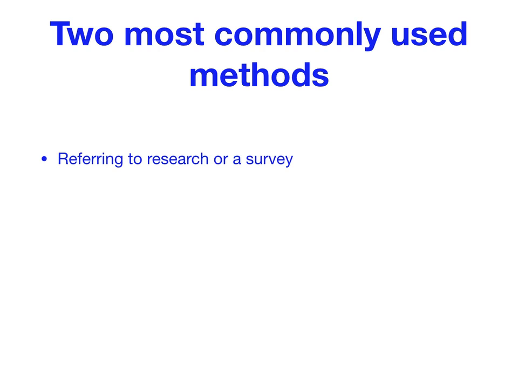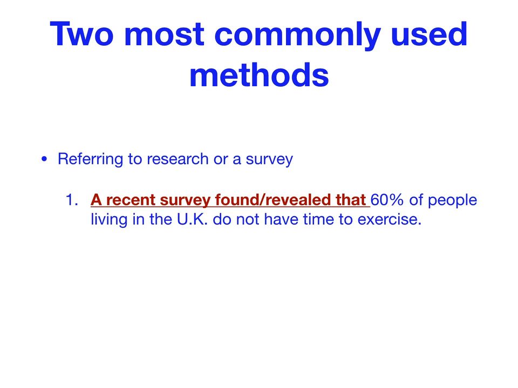So, referring to research or a survey. These are the two ways you could do that. A recent survey found, or a recent survey revealed, that 60% of people living in the UK do not have time to exercise. So obviously this question is about people having time to exercise, and my main point would be that people don't have time to exercise, and I would explain that, and this is the example that I would use. I've completely made that up, and I've used 60% as a reasonable figure.